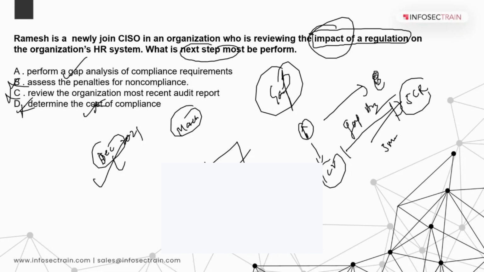So when you get any question about regulatory compliance, non-compliance, and you are trying to do impact analysis, always select the gap analysis answer. That means you have to perform gap analysis. You can easily get what the gap is, what the non-compliance issue is. Through gap analysis you can easily identify the impact of regulation. So this is the keyword: impact of regulation. After gap analysis you identify the non-compliance, and you can easily find out the cost of compliance and the penalty of non-compliance.